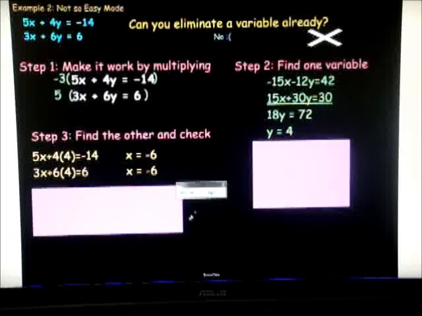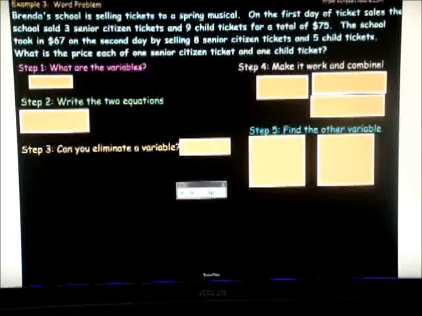Example 3. This is a classic example, and I put up there also another website. It's from kudasoftware.com. They have some great handouts with answer keys, and they include a lot of systems of equation word problems.